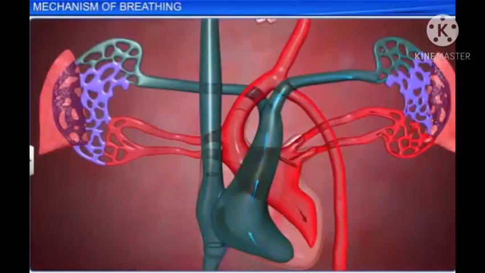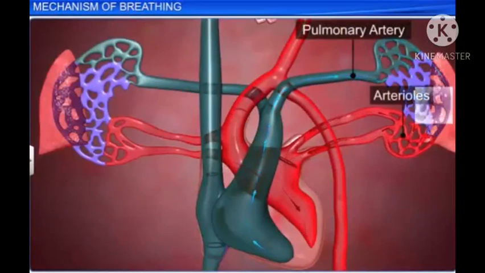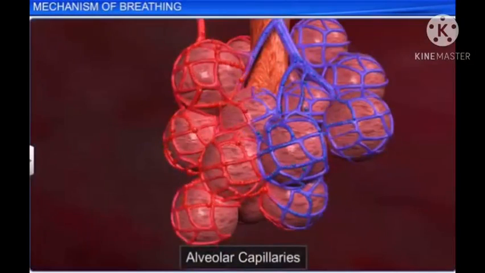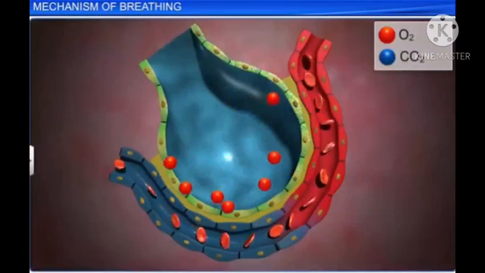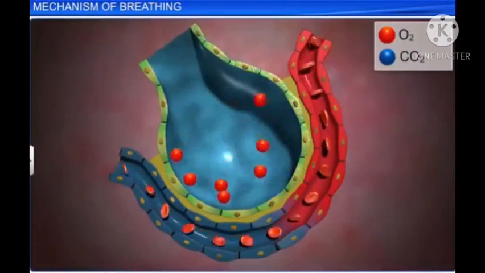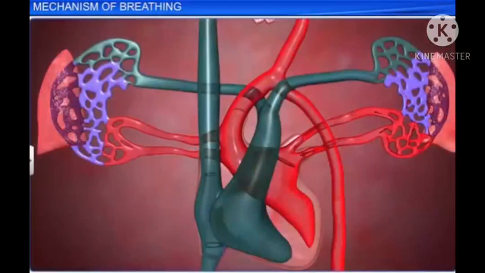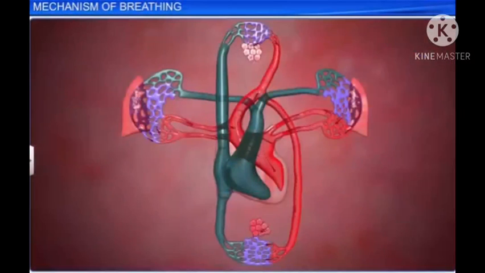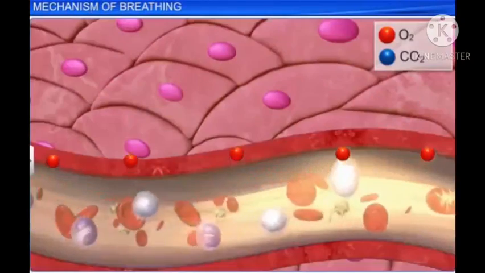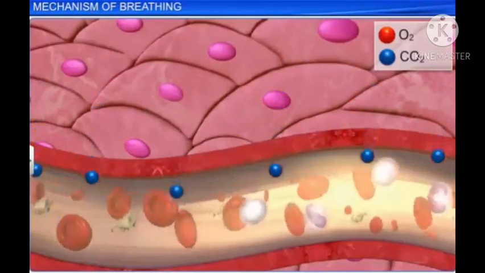Blood from heart enters the lungs through the pulmonary artery, arterioles, and alveolar capillaries. In lungs, oxygen and carbon dioxide are exchanged between blood and the air. This blood then flows out of the alveolar capillaries, through venules, and back to the heart via the pulmonary veins. Heart pumps this oxygen-rich blood to different tissues. Hemoglobin in the blood transports the oxygen.